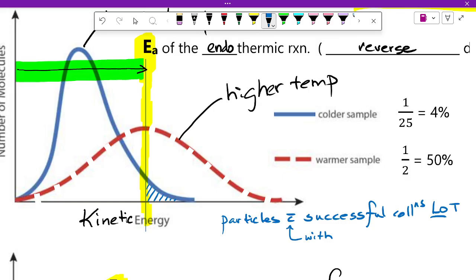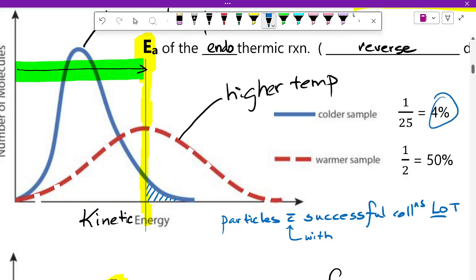And I made my approximation. You remember when we did this and we made our approximation and said what fraction of the curve is that? I made a guess and I said that's about 1/25. So that's about 4%.